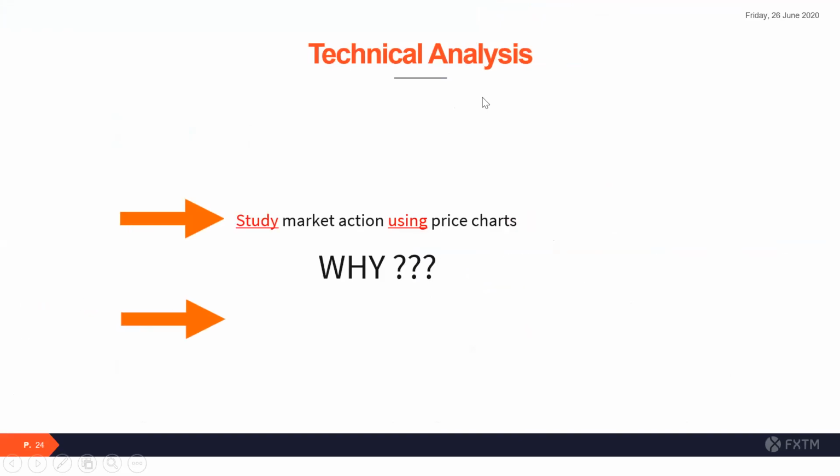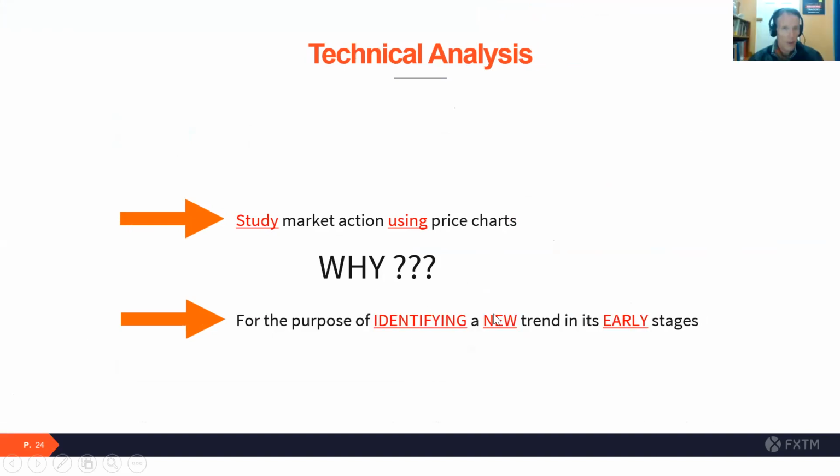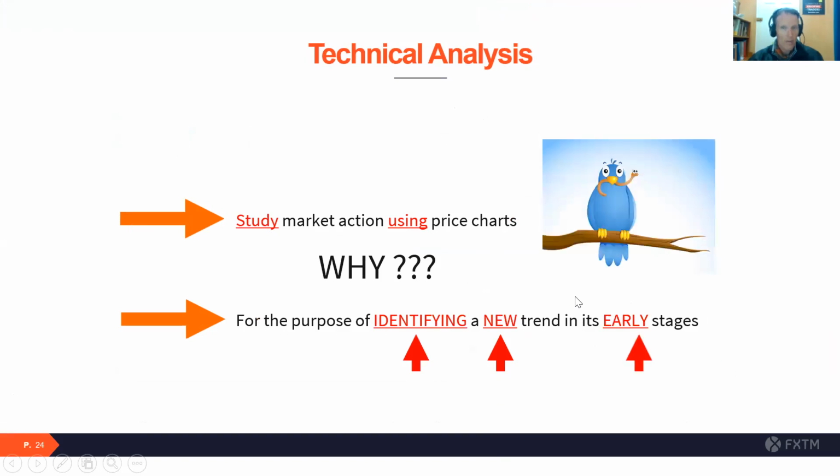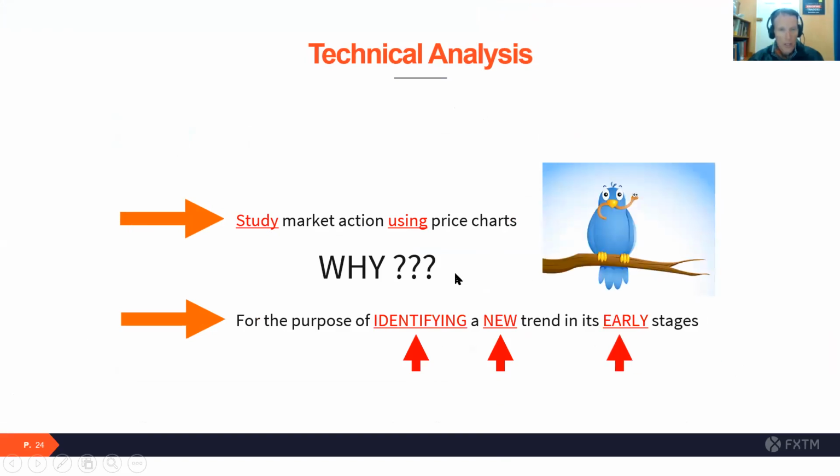Technical analysis, the proper definition. Yes, we look at the charts, we study market action, but why? A lot of guys don't understand why. There's only one reason, and that's trying to identify a new trend in its early stages. That's all that we try to do. It's not about how many indicators or candle chart formations we bring in. If you don't use it properly, it becomes a trap, guys. So very important. And Ron, you'll be able to confirm this.